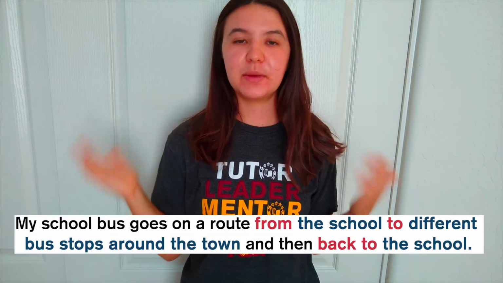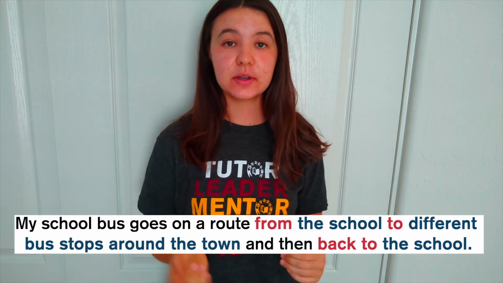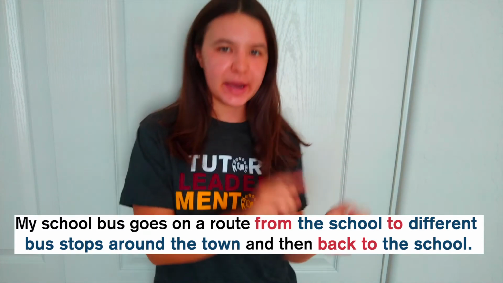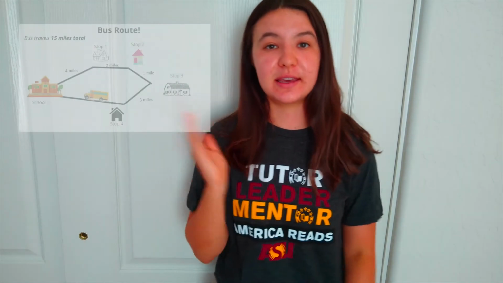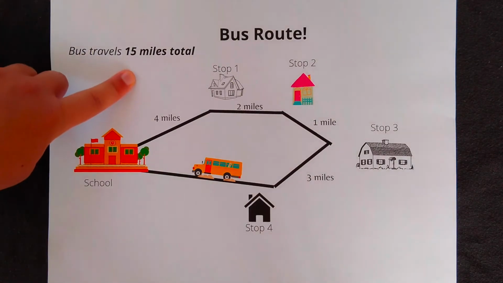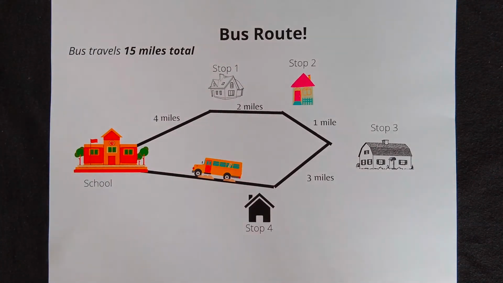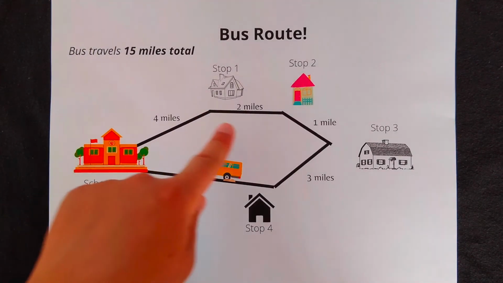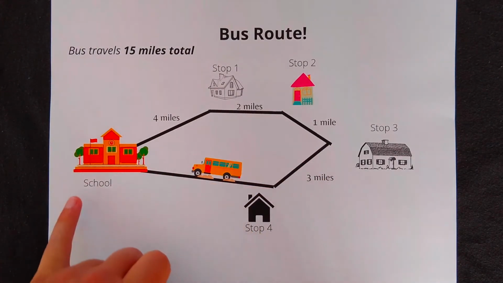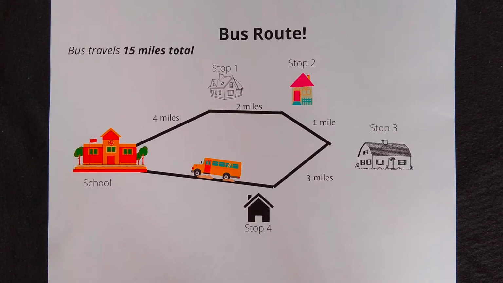I have a question I've been trying to solve. My school bus goes on a route from the school to different bus stops around town and then back to the school. The route the bus takes looks like this. I know this bus travels a total of 15 miles on this route, and I know all these distances between the different stops except between stop 4 and the school. Can you help me find this missing distance?